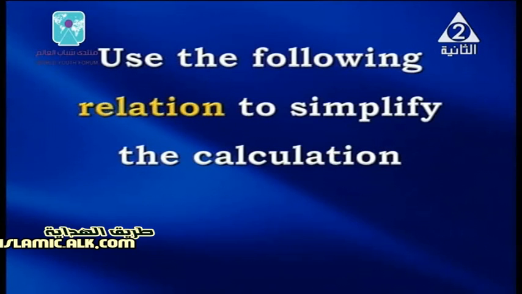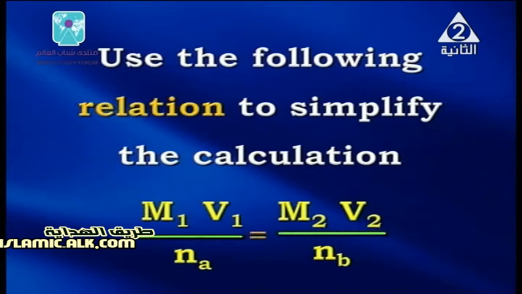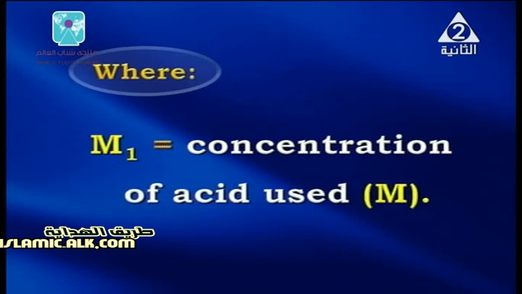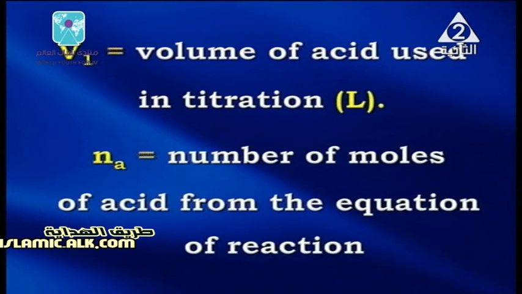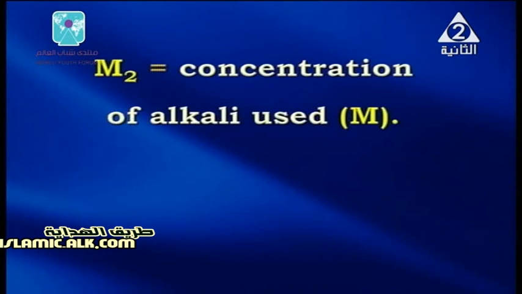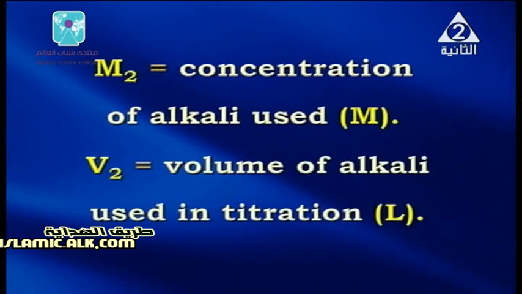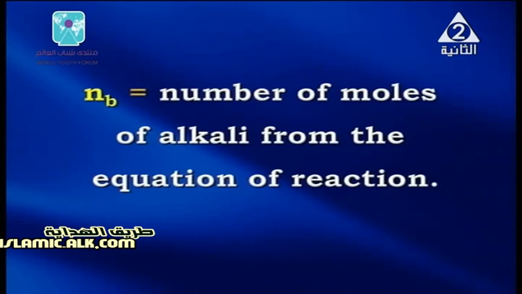Now we can use the following relation to simplify the calculation: M1 V1 over Na equals M2 V2 over Nb, where M1 is the concentration of the acid in molarity, V1 is the volume of acid in liter, Na is the number of moles of acid from the equation of the reaction, M2 is the concentration of the alkali used in molarity, and V2 is the volume of alkali used in liter. Here Nb equals the number of moles of alkali from the balanced chemical equation.